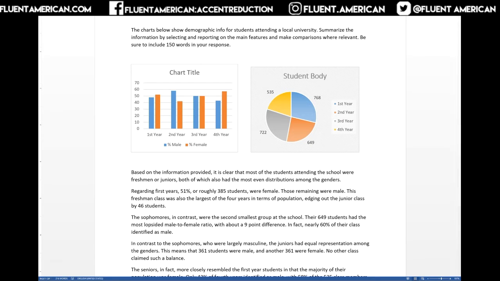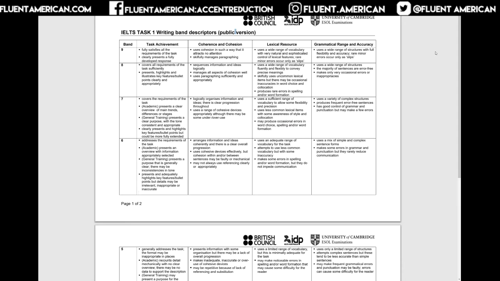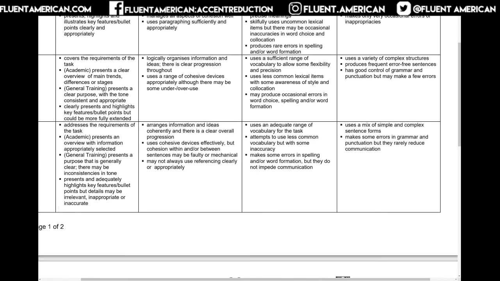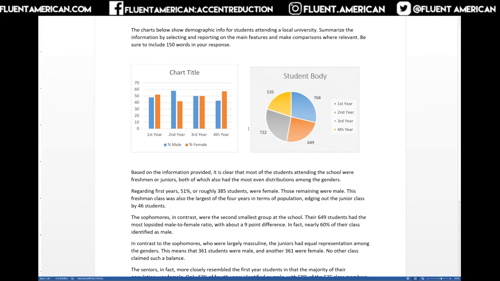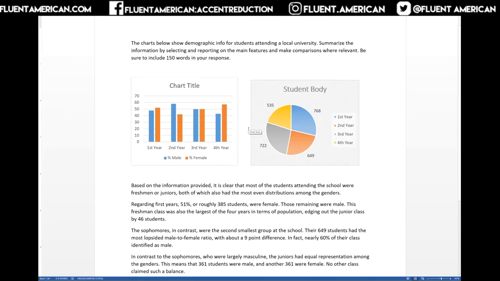We'll be grading this, as always, using the model rubric for IELTS. And again, there's four different categories: task achievement, coherence and cohesion, lexical resource or vocabulary, and grammatical range and accuracy, which is grammar. Let's begin by taking a look at task achievement. Again, key things for task achievement: fully satisfies the requirements, clearly developed response. So let's take a look and see what this essay is actually already doing.